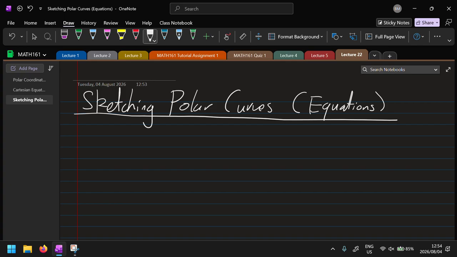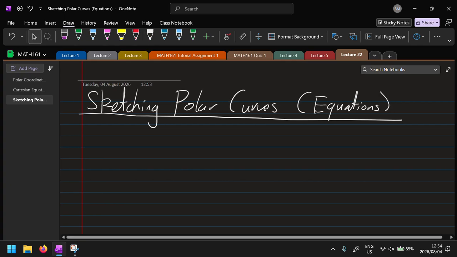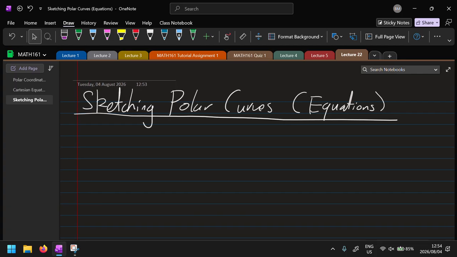We want to sketch polar curves or polar equations in a similar way we did sketching for Cartesian equations. I gave you y equals x squared plus 1. You did a little sketch of that, or y equals x cubed or whatever. We're going to do the same sort of thing, but now in polar coordinates instead of Cartesian coordinates. So we'll start off with a very simple example. They do get a little bit complicated, so just follow along carefully.